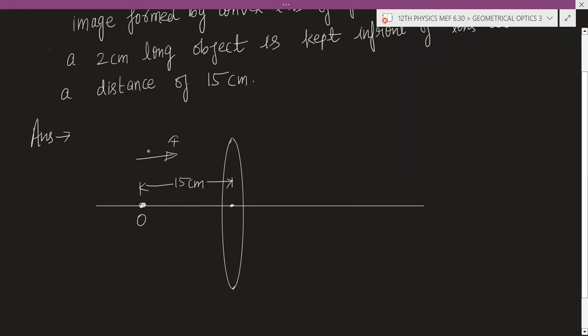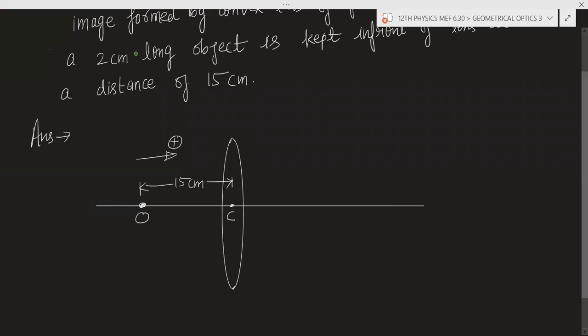So this direction will be considered as the positive direction, and object distance will be negative because this is the optical center, and you will measure the distance from it. You can represent the optical center with C. O is the object. So from the optical center, you will measure the distance from C to O, but the direction C to O is negative, so you will take u as negative. So u is equal to minus 15 centimeter.